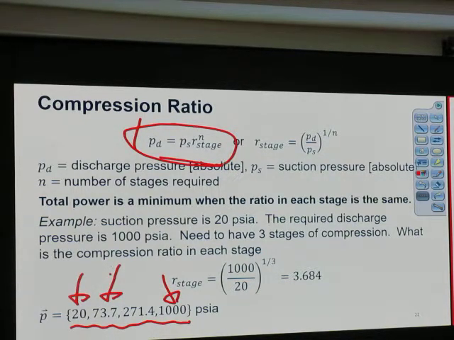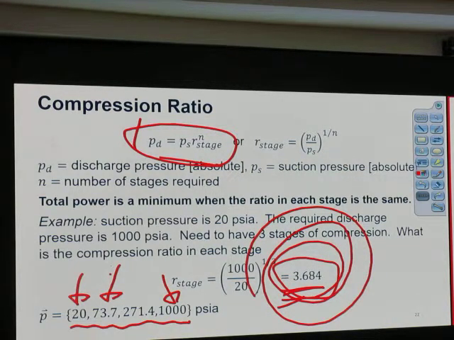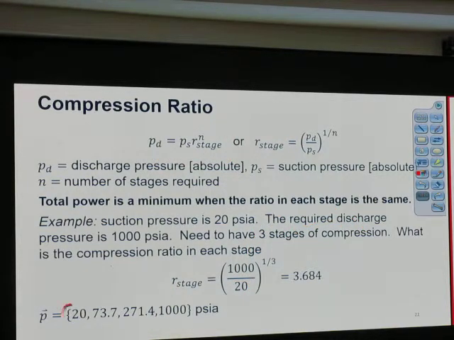Okay, how do you get 73.7? 20 multiplied by? Plug your R in and use any. You have to multiply by the stages, right? So we have 20 multiplied by 3.684, then I get that. You believe me? Let's try that.